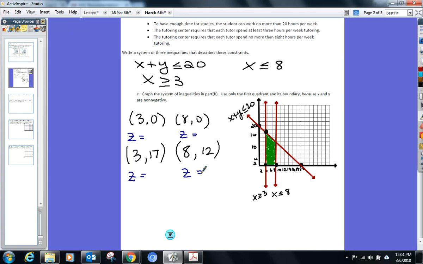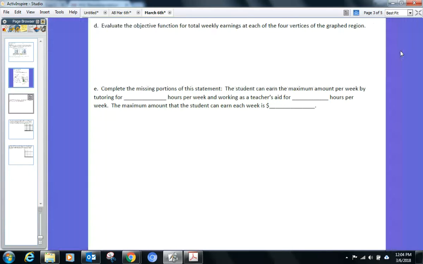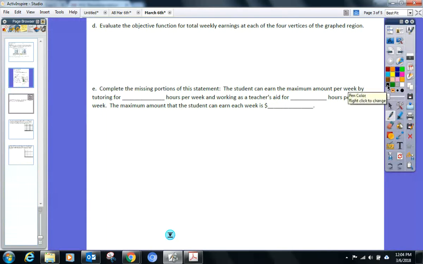Okay, z values. What'd you guys get? 30, 80, 80, 317, 149, and 812. 164. So your max amount of money you could make would have been 164. So let's fill in the blanks. The maximum amount the student can earn in a week is 164.